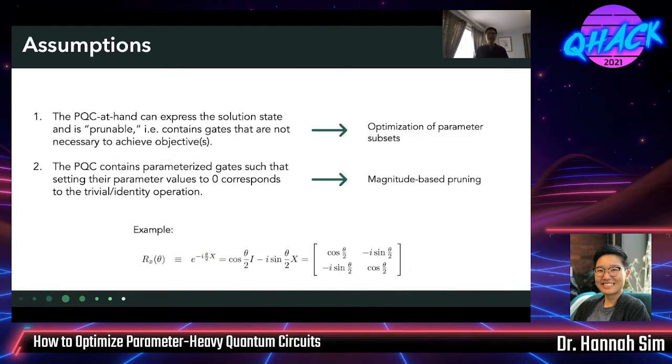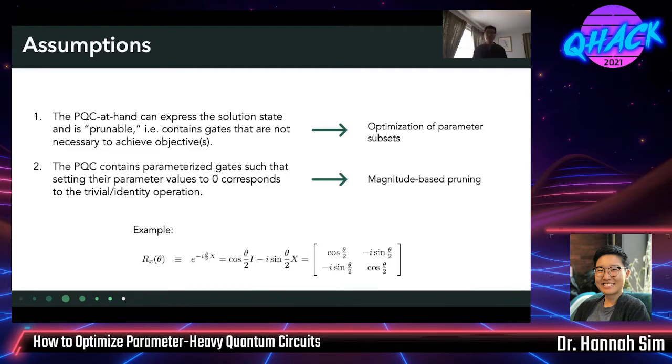And so before getting into the algorithm, I thought I'd go over two of the big assumptions that we make before applying PECT, which is that number one, the parameterized quantum circuit that we want to optimize, we assume that this can express the solution state, but is also prunable, which means that it contains gates that are not necessary to achieve the objective. And this is what allows us to optimize parameter subsets.